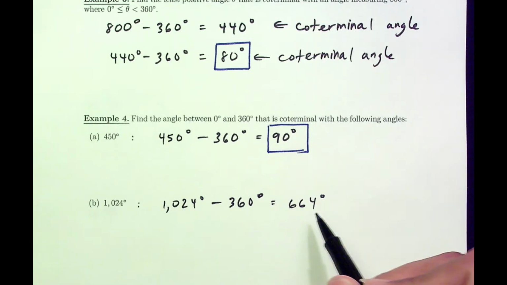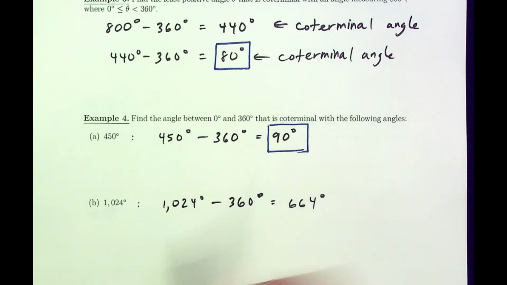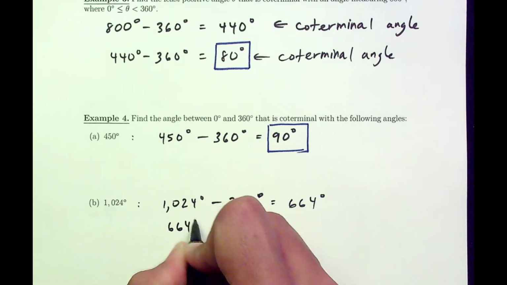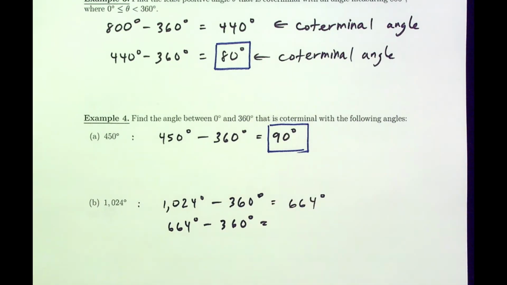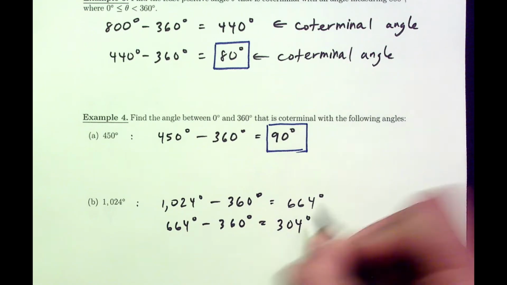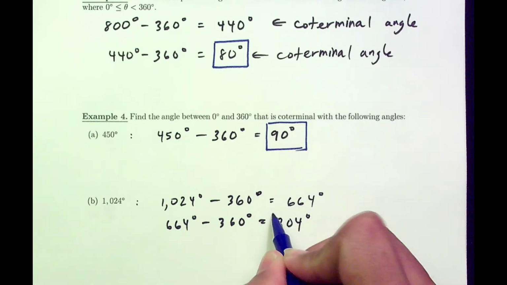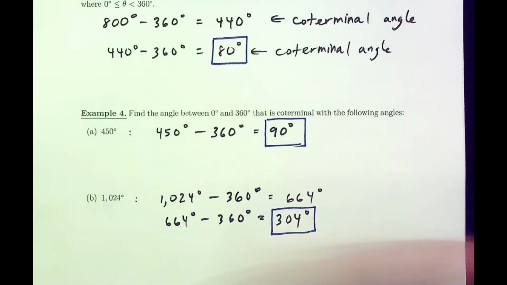We want something between 0 and 360. So we do it again. 664 minus 360. That is 304. Okay. That is between 0 and 360, and that's the one we want. But remember, both are coterminal with that. It's just that this is the one they were asking for.